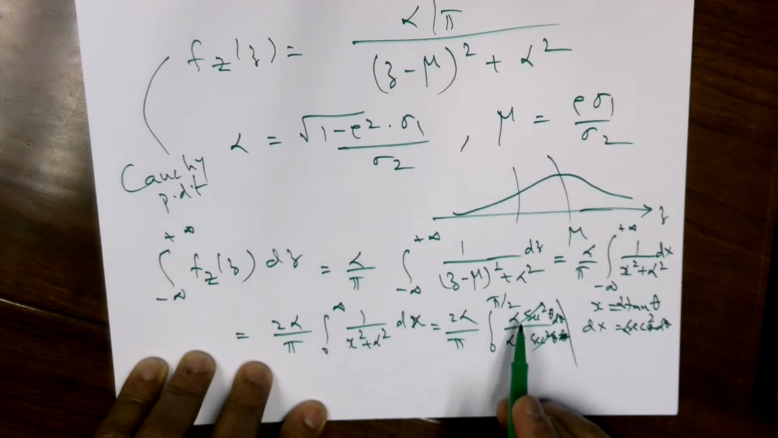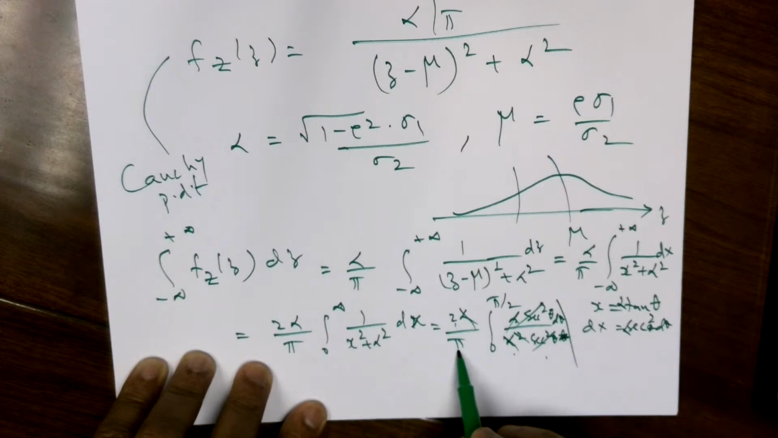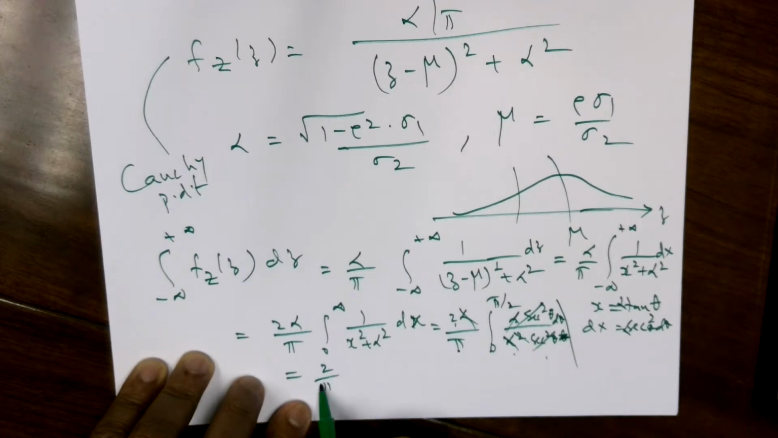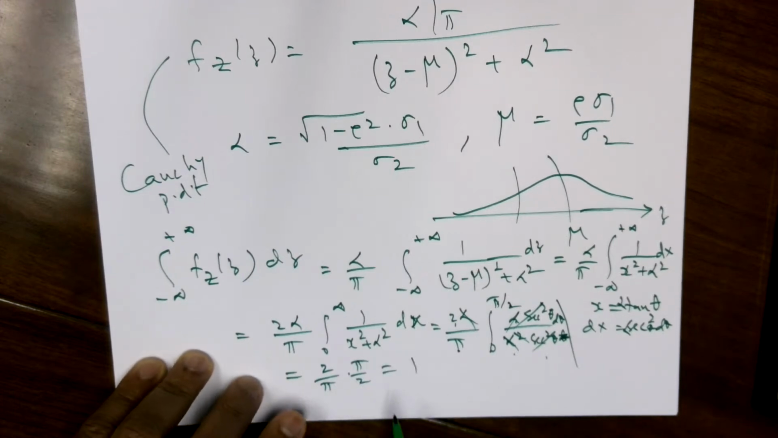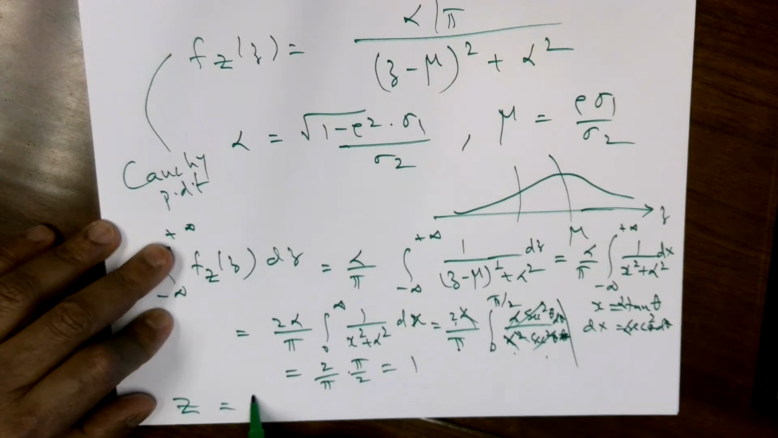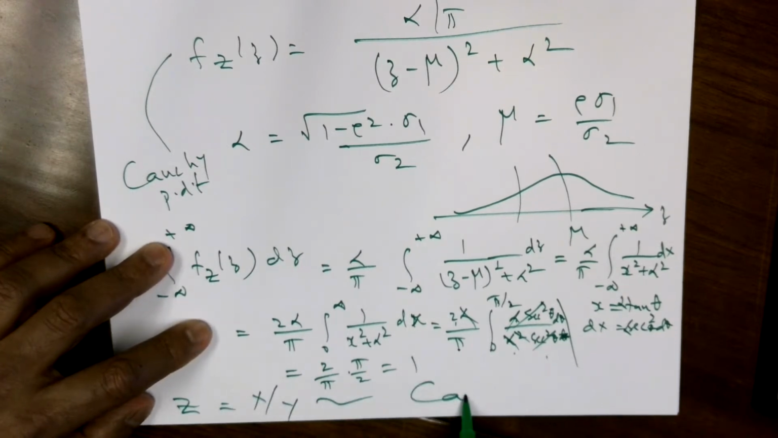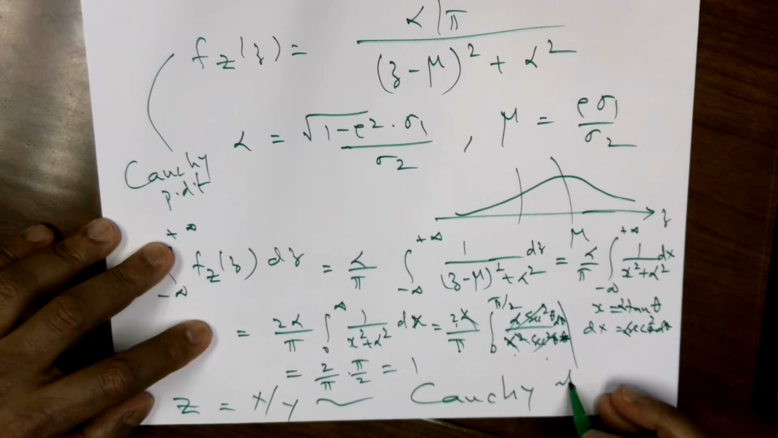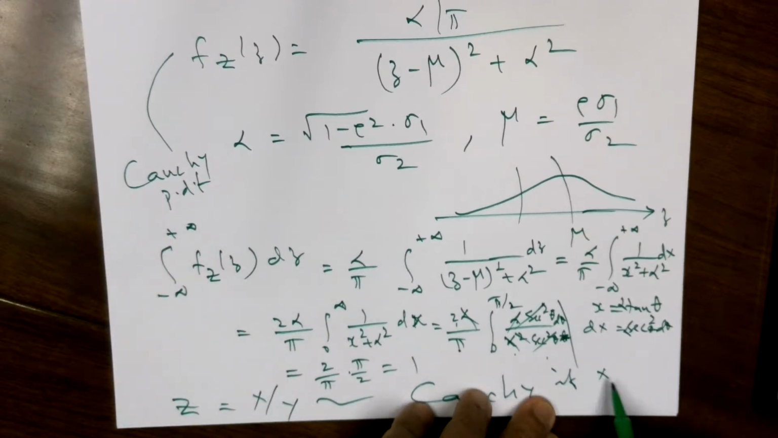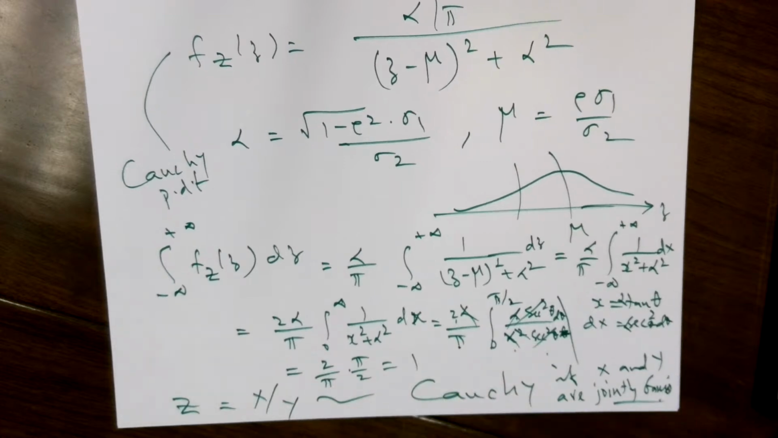So that sec squared theta cancels, alpha cancels, and you get 2 over pi times the integral from 0 to pi by 2 of d theta. So that's 2 over pi multiplied by pi by 2. That's 1. So z, which is x over y, is Cauchy if x and y are jointly Gaussian. So that's the moral of the story for this problem.